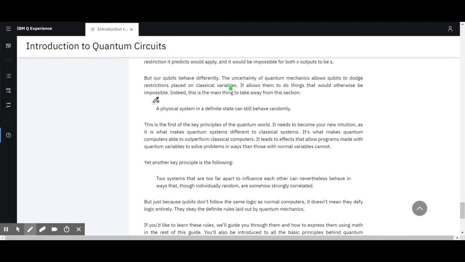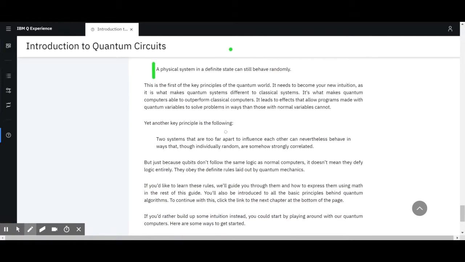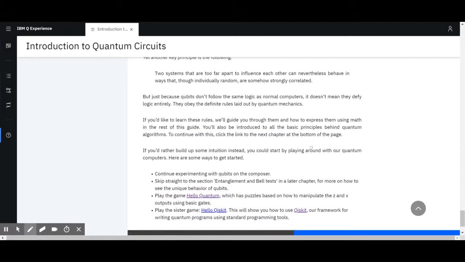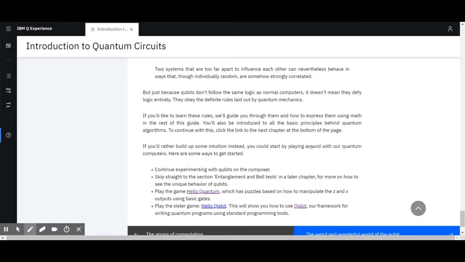So the statement here is an important one. I think it's that a physical system in a definite state can still behave randomly. This is the first of the key principles of the quantum world. It makes quantum computers able to outperform classical computers. Yet another key principle follows this. Two systems that are too far apart to influence each other can nevertheless behave in ways that, though individually random, are somehow strongly correlated. Yeah, cool.